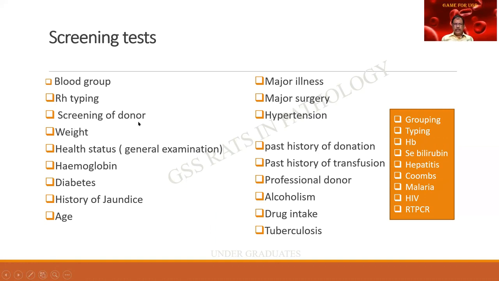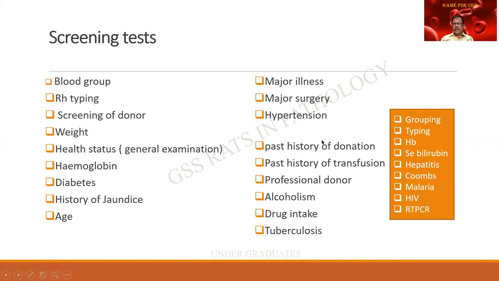Screening of the donor. Screening of the donor means it can be the weight, it can be the health status, whether he himself is anemic or normal, diabetic, he has had a history of jaundice. What is the age of the patient? Less than 18 years, more than say about 55 years, you people are not supposed to give blood. And anybody who is suffering from a major illness, such as cardiac failure, hypertension, etc., should not. If you have undergone a major surgery in the recent past, you are not eligible. So these are the things. And past history of donation.